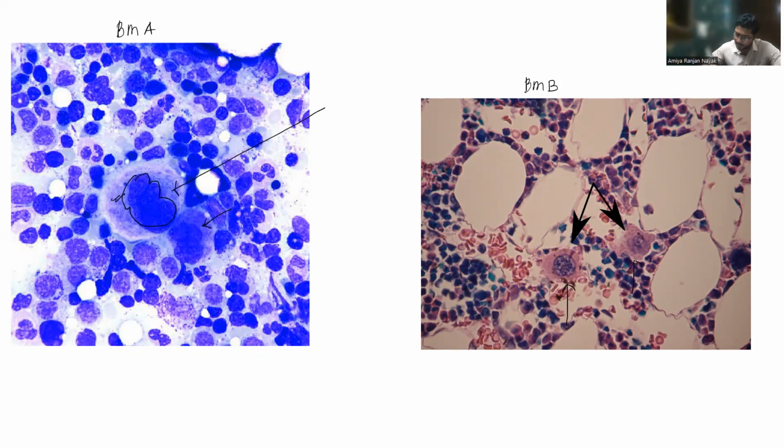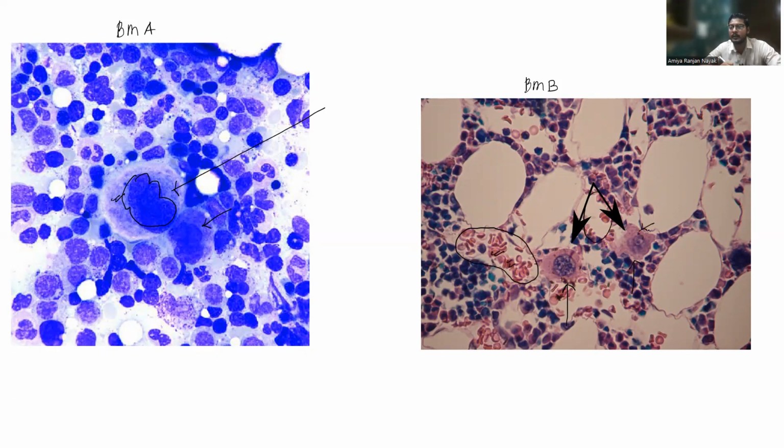One more point: you can identify that they are near the sinusoid. This is a sinusoid because we are finding red cells inside it. Sinusoids, as I told, are capillaries, and capillaries will have RBCs. So megakaryocytes are present near the sinusoids, and that's why they can extend their pseudopods into the sinusoids. This is also one more sinusoid, and this is a megakaryocyte.